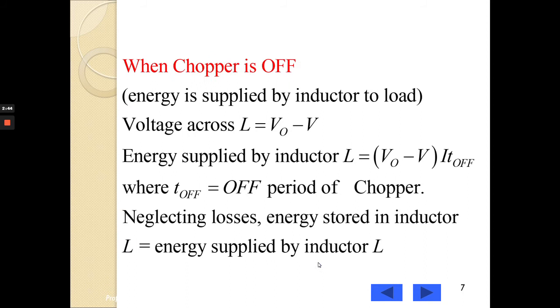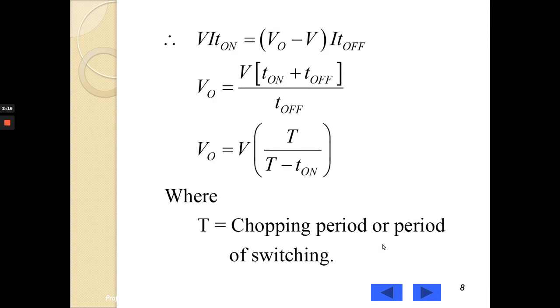When the chopper is off, the voltage across L is given as V out minus V, and the energy supplied by inductor L is equal to V out minus V into I into T off, where T off is the off period of the chopper. Neglecting losses, the energy stored in inductor L is equal to the energy supplied by inductor L. So, V into I into T on equal to V out minus V into I into T off.